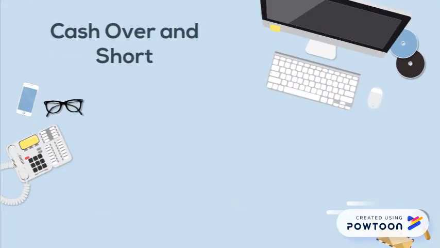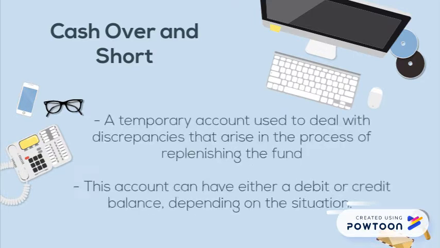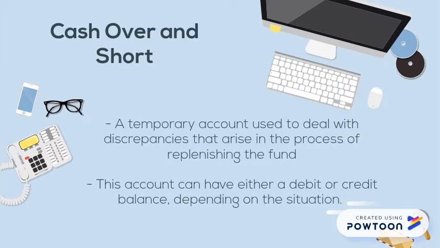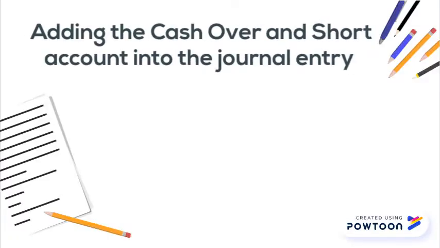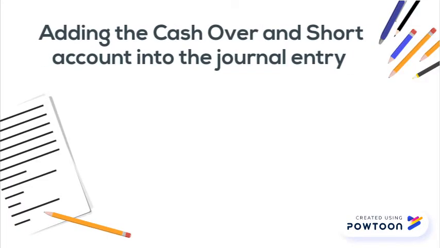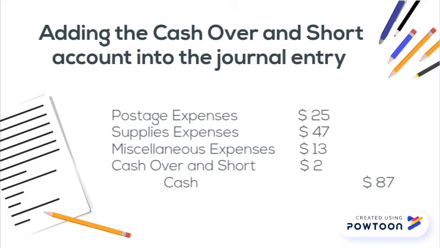In such cases, the discrepancy is charged to an account called cash over and short. Cash over and short is a temporary account that can have either a debit or a credit balance depending on the situation. Now, a journal entry is required to include the cash over and short account. For example, suppose a business requires a check of $87 to fully replenish the fund. However, there are only $85 of receipts. This $2 difference is charged to the cash over and short account and is debited as expenses have increased.